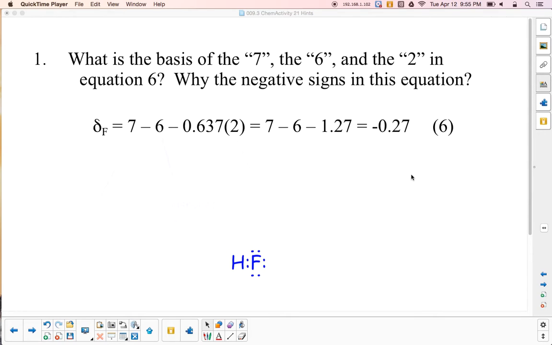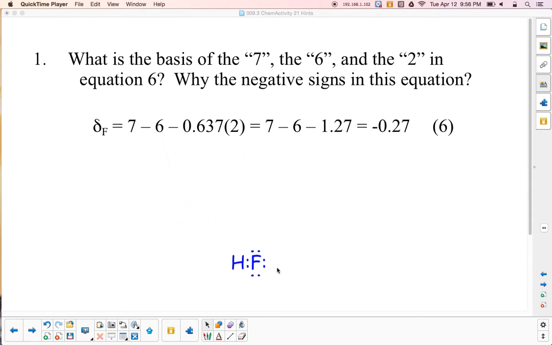The first question asks us to take a look at the equation for calculating the partial charge on fluoride in the hydrogen fluoride molecule. Although the work is all done here for us, the task in this case is to figure out what the 7, the 6, and the 2 mean and how we could get these numbers if we had to do this again later for another molecule.